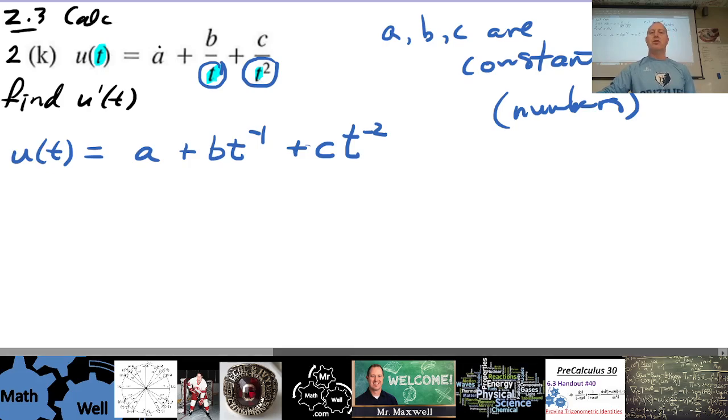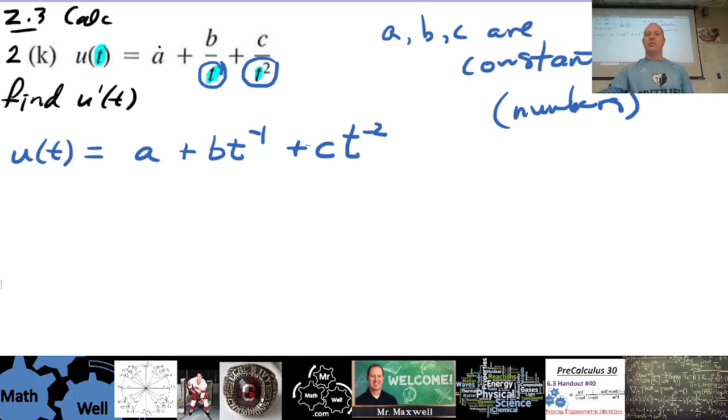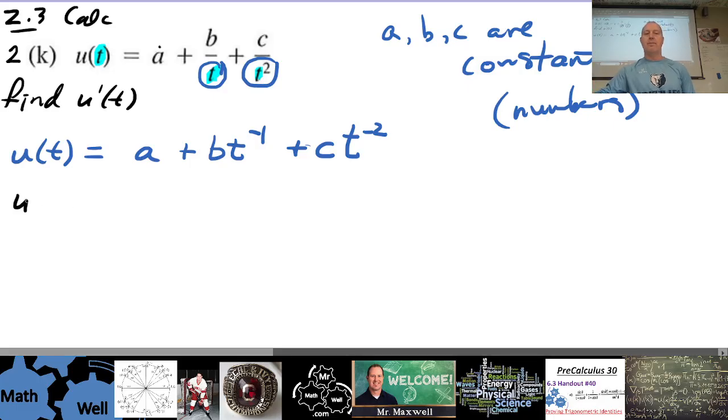Okay, at this stage, power rule, sum difference rule, constant rule, it's all you know. So you have to write it like this, then you can go ahead and do your derivatives, all right? Now let's find u prime of t. Remember, a is a number, a constant. So what's the derivative of a constant, a number? It is 0. Very good.